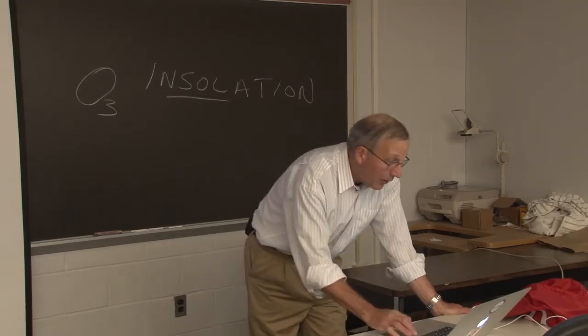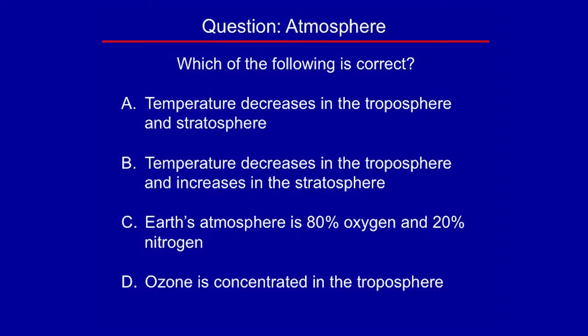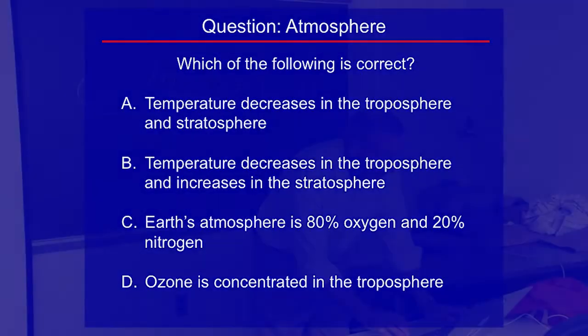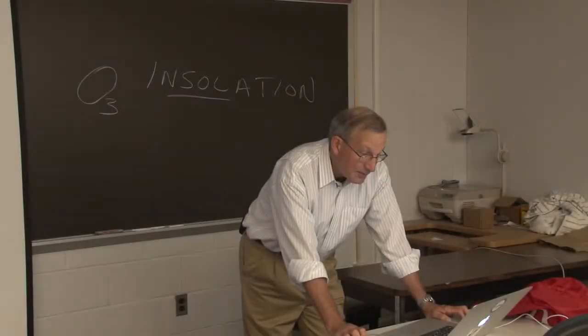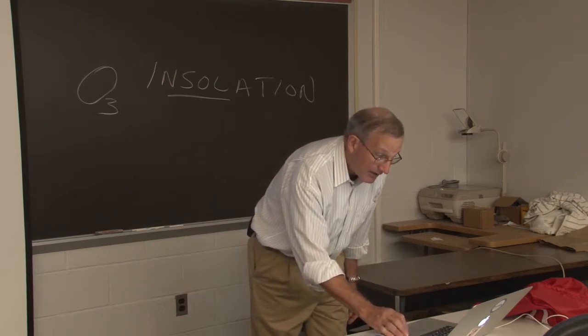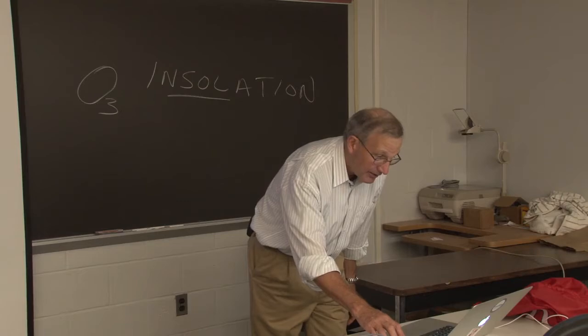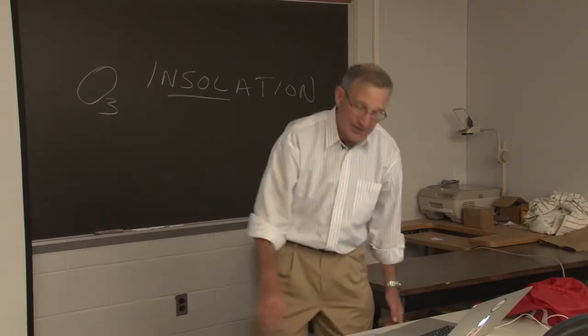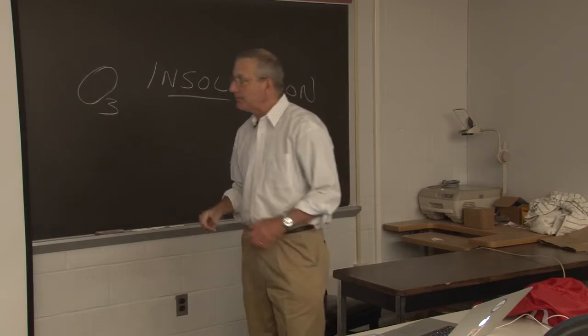Try this one. Which of the following is correct? A, temperature decreases in the troposphere and the stratosphere. B, temperature decreases in the troposphere and increases in the stratosphere. C, the Earth's atmosphere is 80% oxygen and 20% nitrogen. And D, ozone is concentrated in the troposphere. Click in. And the answer is B. Temperatures decrease in the troposphere and increase in the stratosphere. These clicker questions are here to give us a selection for the midterm exam questions. You may see these again on the midterm.